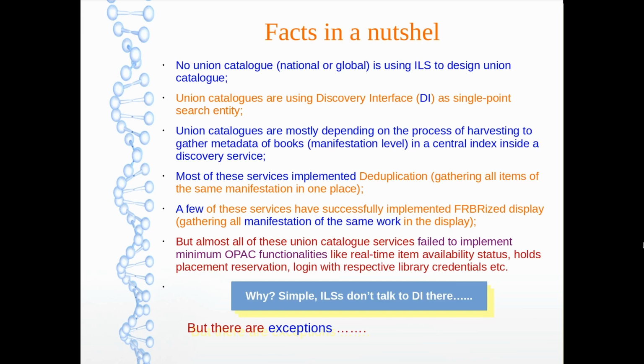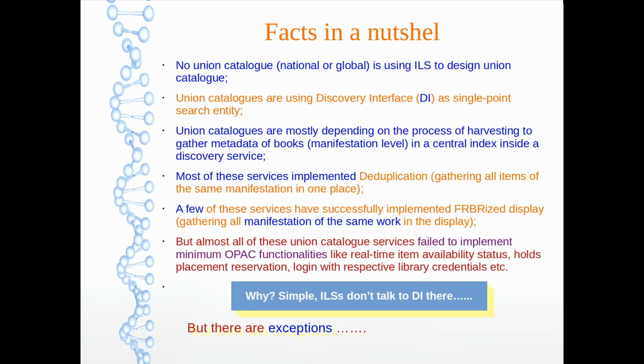So facts in a nutshell, we can say that no union catalog is using ILS to design the union catalog. Union catalogs are using a discovery interface as a single point search entity according to the modern view of union catalog. Union catalogs are mostly gathering metadata through harvesting, because most of the backend ILSs now are OAI-PMH compatible. Most of these services implemented deduplication, gathering all items of the same manifestation in one place.